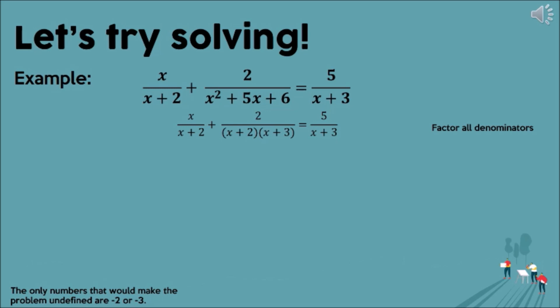Next, let us determine our LCD. By looking at the denominators, we can easily tell that our LCD is x plus 2 times x plus 3.